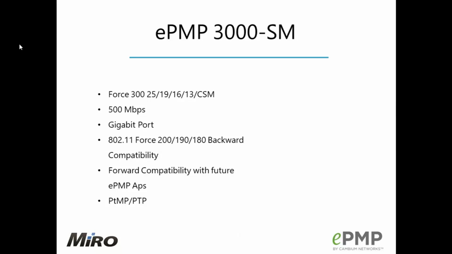So yeah, in summary, the Force 300 units are the applicable ePMP 3000 subscriber modules, but you can use them in a point-to-point scenario as well. So not only is it a good point-to-multipoint solution, but if you're looking for a cost-effective point-to-point link, then the Force 300 units will definitely serve that purpose.